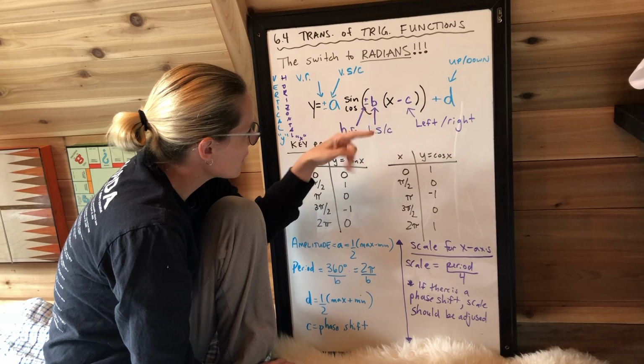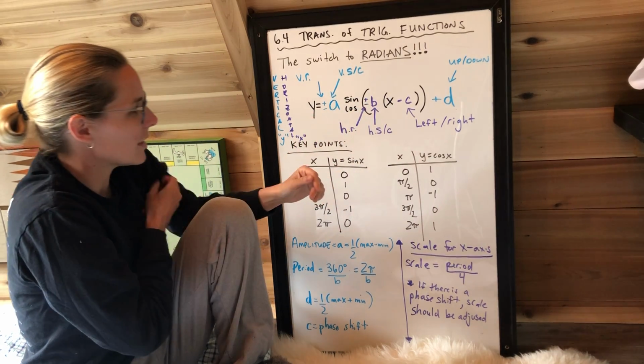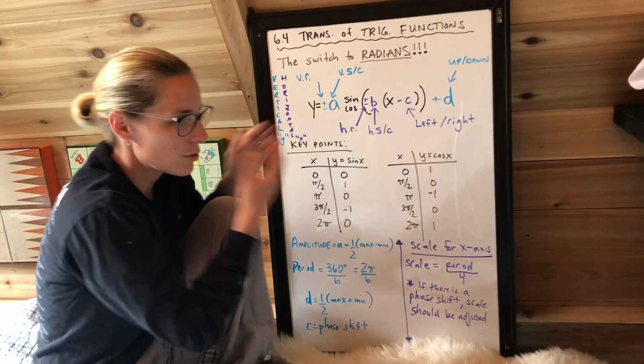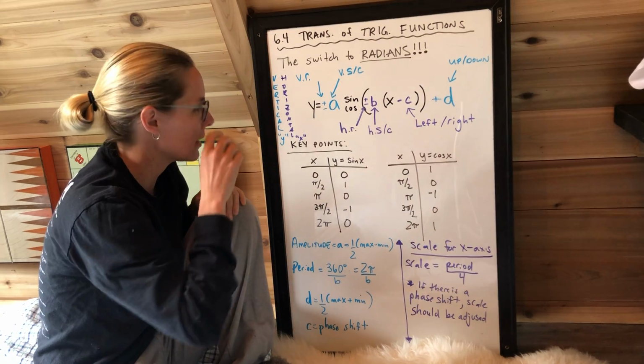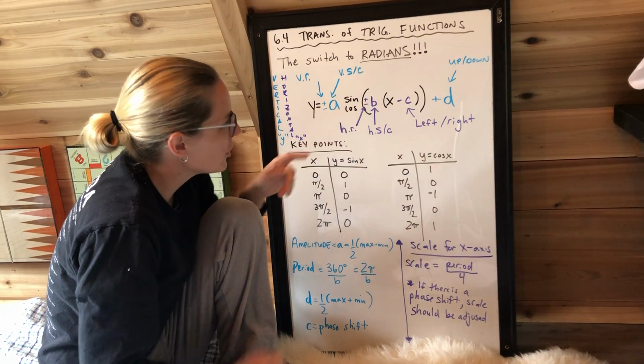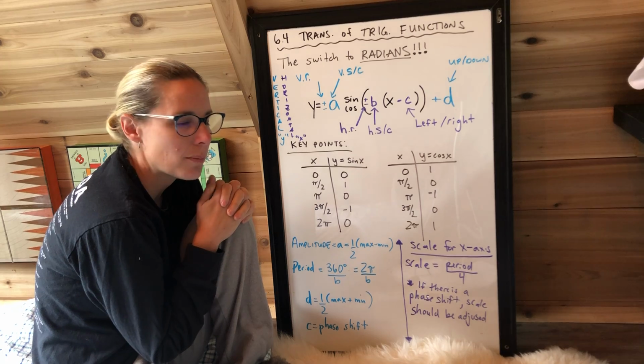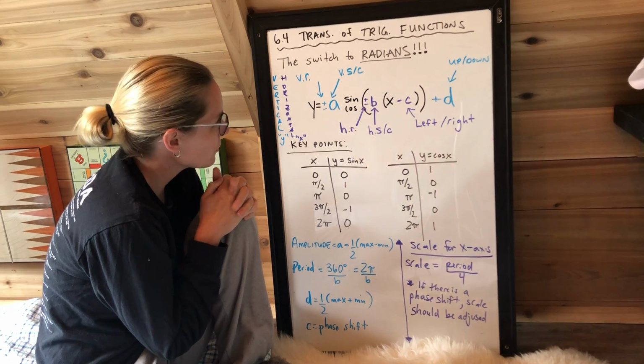The negative inside the function is still a reflection, this time affecting the x values. Okay, so horizontal reflection, you actually reflect over the y-axis. The b value inside is a horizontal stretch and compression. This is where it starts to get opposite.